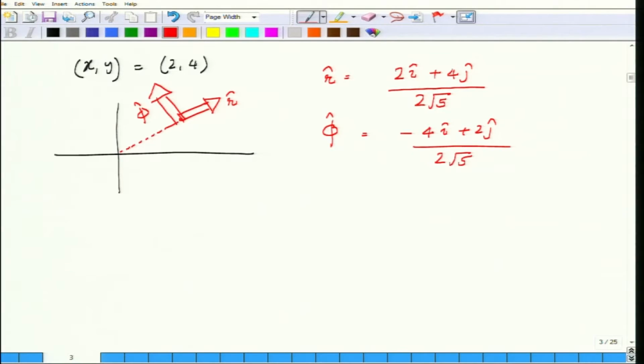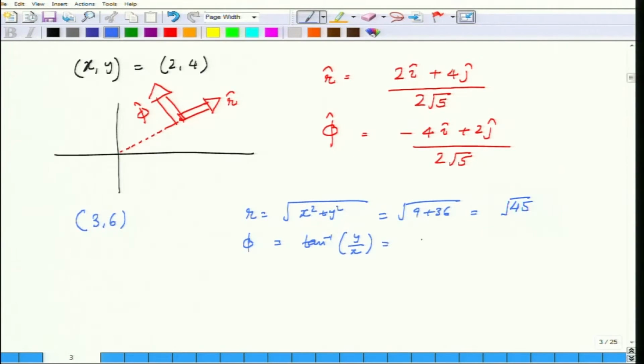That's part 1. In the second part, we have taken the coordinates to be 3 and 6, which are both positive, and now I can directly write that r is going to be square root of x square plus y square, which is square root of 9 plus 36, which is square root of 45, and phi is going to be tangent inverse of y over x, which is equal to tangent inverse of 2. So phi remains the same as in the previous question, but r changes.